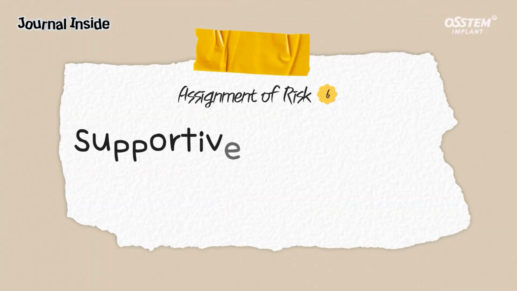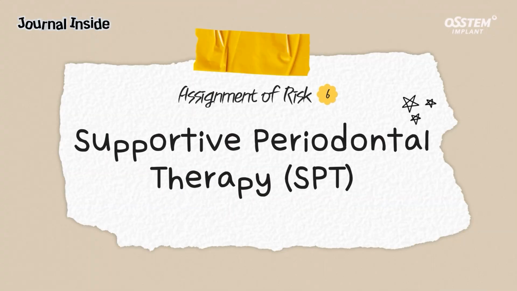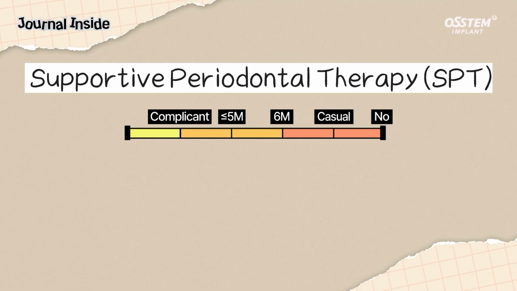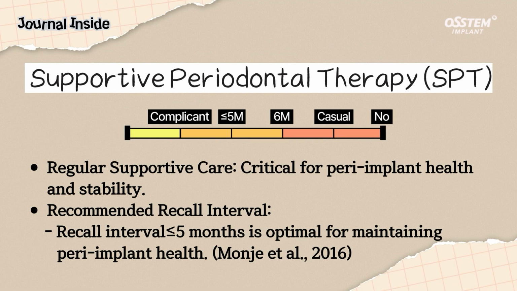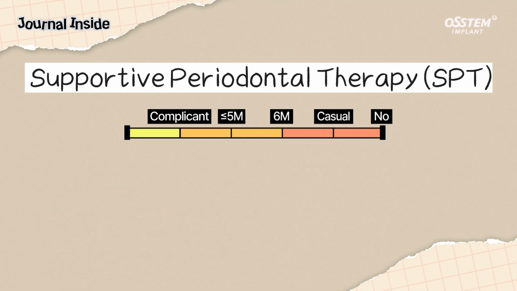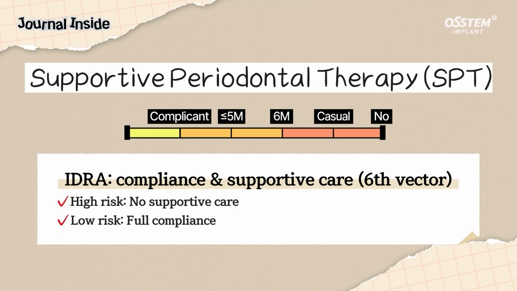As is the case with most assessment indices, even if only one of the evaluated parameters meets the most severe criteria, the overall grade is elevated accordingly. Regular checkups and maintenance also play an important role in risk assessment. In particular, several studies recommend a recall interval of 5 months or less. When patients fully comply with the regular checkup schedule recommended by their clinician, the risk is reduced, whereas failure to keep the recommended schedule results in a higher risk.